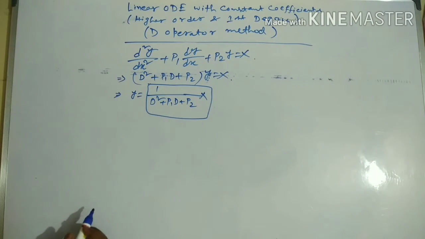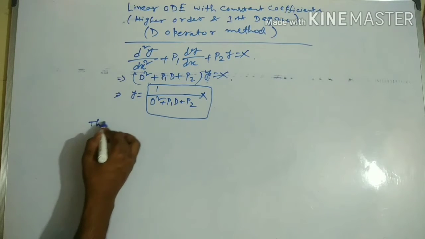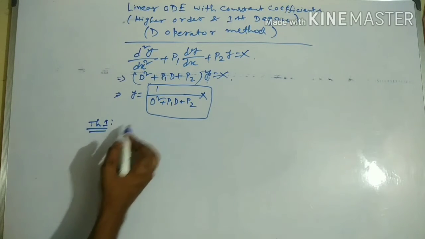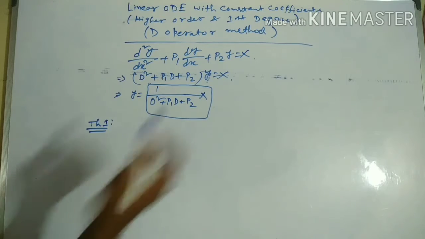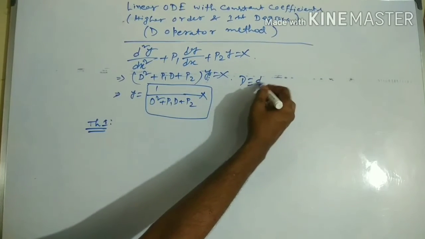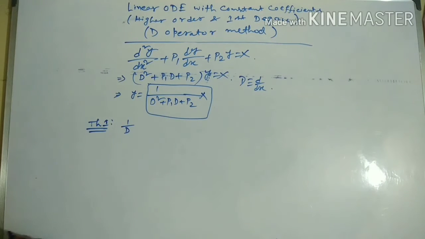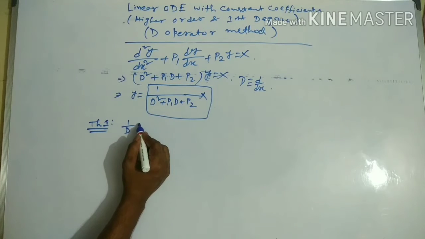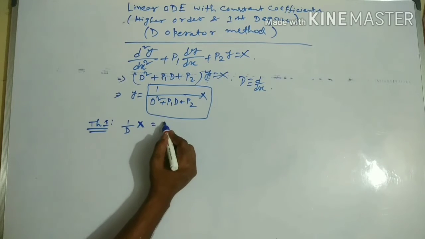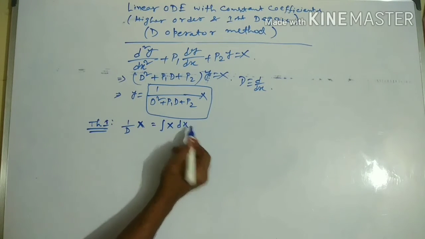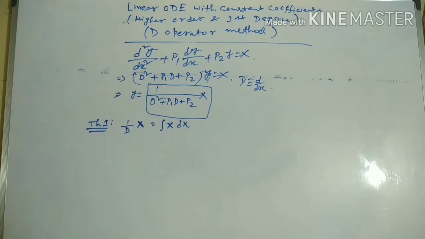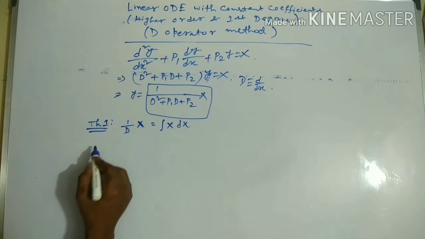So the first theorem. We know that capital D is the differential operator. So 1 by D is also an operator, and 1 by D operating on some function capital X means integrating capital X. So 1 by D is the integral operator, the reverse of capital D, the reverse of differentiation. So how does it work? I'll prove this.